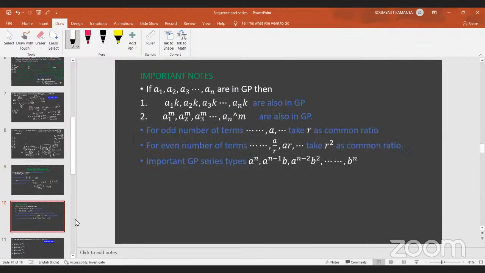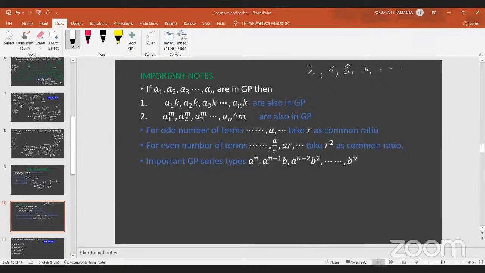Now, these are the important notes, same as AP. If A1, A2, A3 are in GP, then if we multiply a constant term with each term of the GP, the resulting terms will always be in GP. Let's see an example. Let's say 2, 4, 8, 16. They are in GP. Yes or no? Yes, sir.